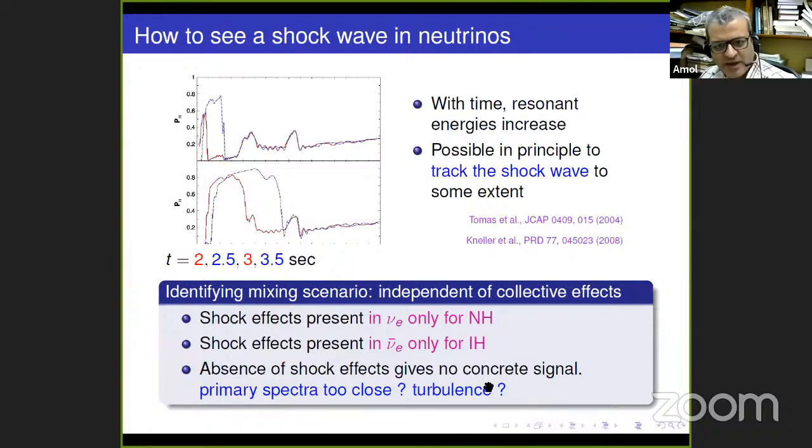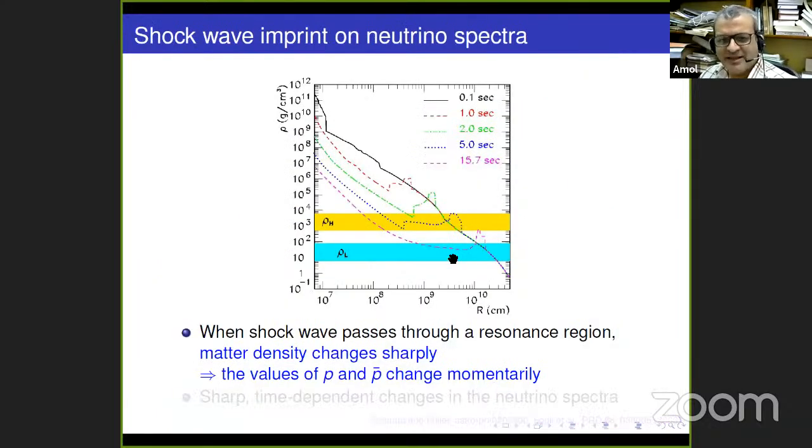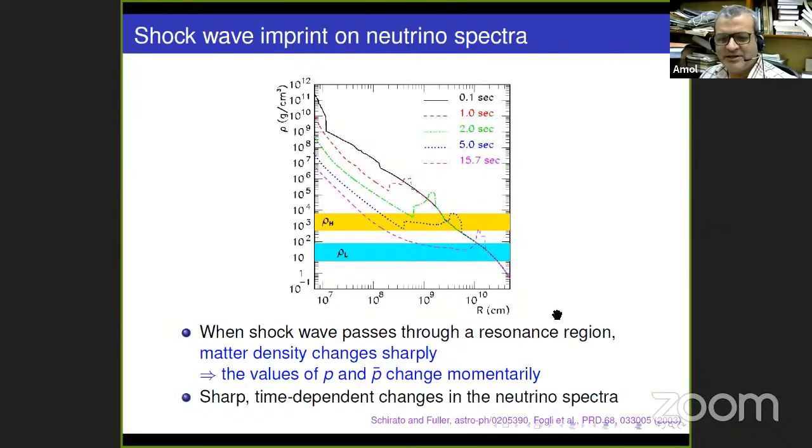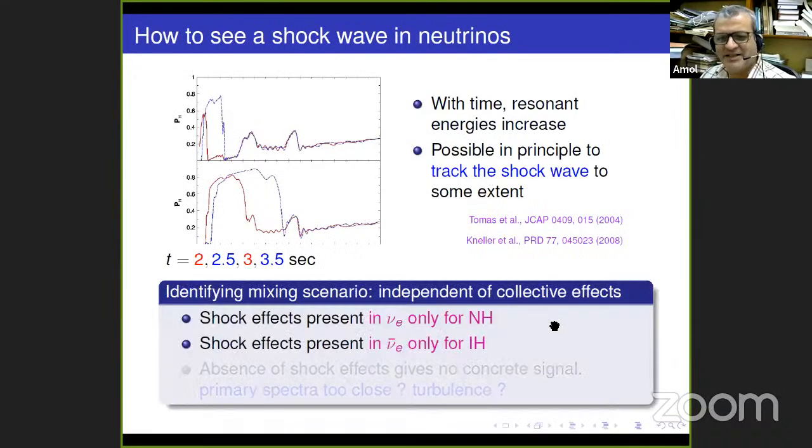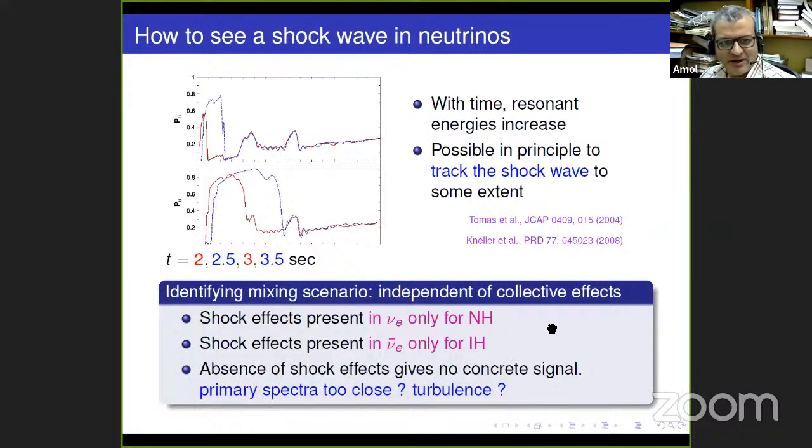Shock waves are not as simple as what I described. It's quite possible that even behind the shock wave there's a lot of turbulence, and turbulence can actually make your effects much less strong. The reason I gave you this optimistic scenario is to learn about the physics that's happening behind this. And indeed, if we happen to be lucky and the neutrino spectra are not too close and turbulence is not too much, we will be able to figure these things out and look at the shock wave. And that's really going to be something.